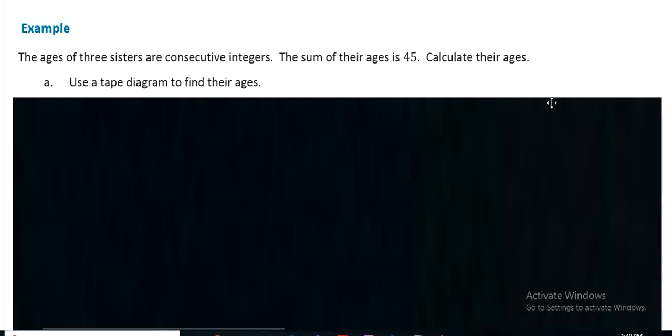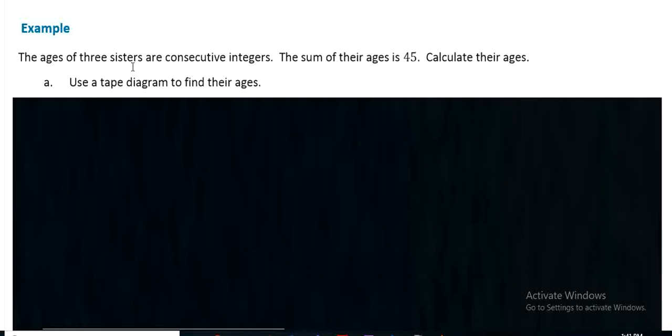Alright guys, today we are on page 44 of the grade 7 module 3 math book. We are going to continue working on creating equations to help us solve situations. So in this example, the ages of three sisters are consecutive integers. The sum of their ages is 45. We have to figure out each individual sister's age.